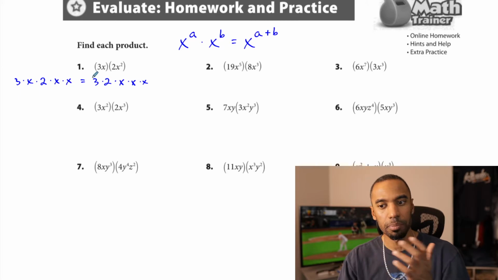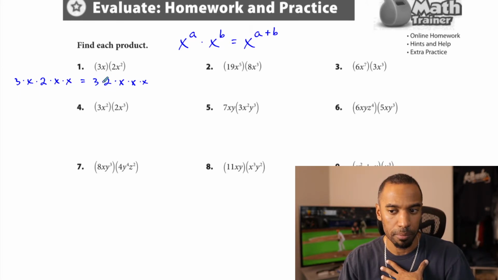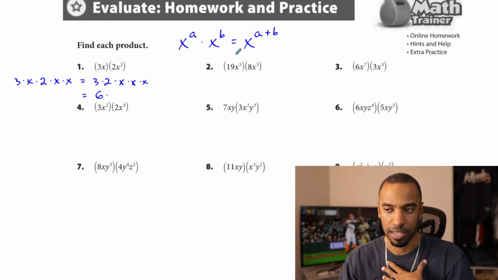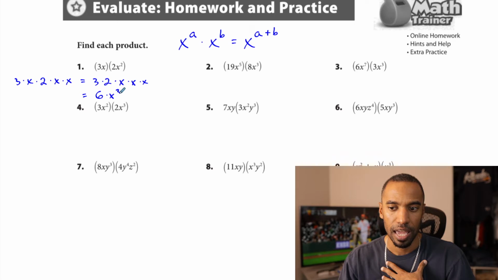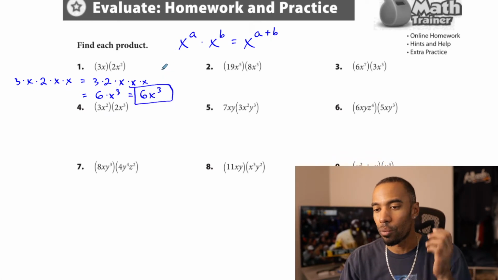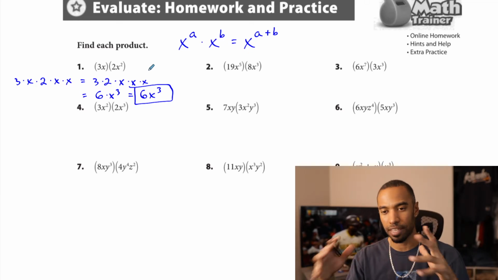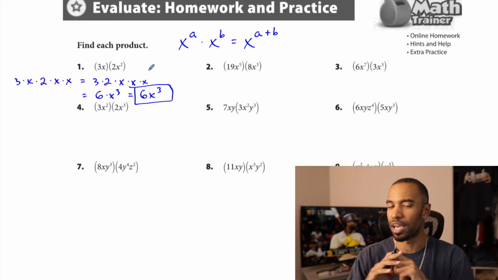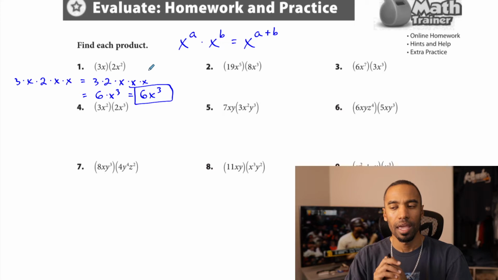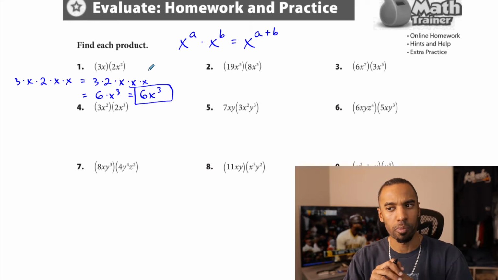And now we can really simplify things in such a way that I can multiply numbers, 3 times 2, and I get 6. And I can multiply these 3 x's together, and x times x times x is x cubed. That gives me 6x cubed. That is a really long way of going about the problem, but this is giving you the idea of what multiplies with what and how. And I won't be doing that each time. For the most part, I really won't be.